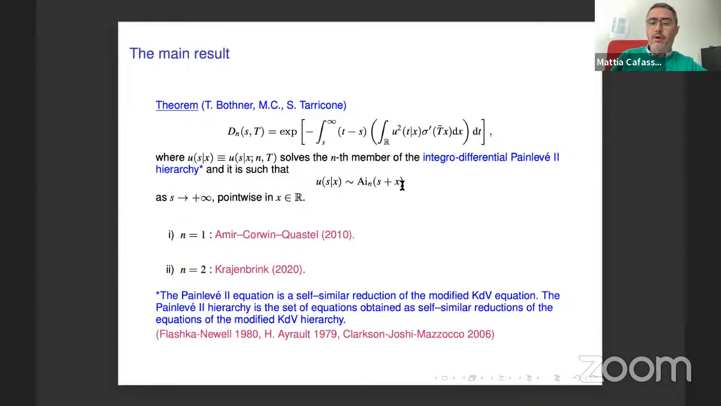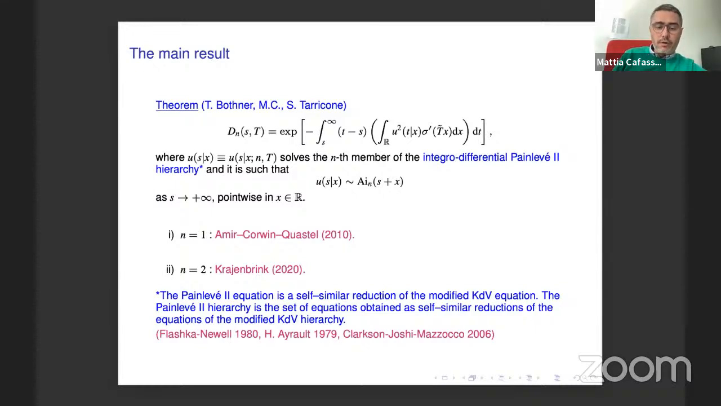Okay, so what is this integro-differential Painlevé hierarchy? Well, actually, it's something that for n equal to 1, of course, reduces to the equation by Amir, Corwin, and Quastel. The second member of this equation has been found by Cafasso, Claeys, Ruzza in 2020. And, well, it's known in general that, here I'm stating something that is very well known here, I believe.